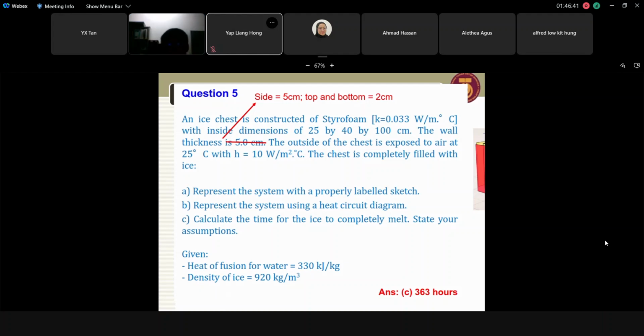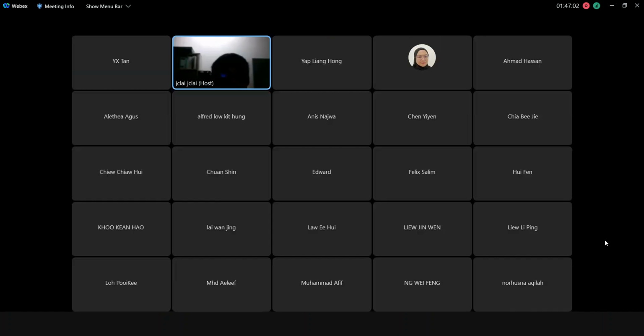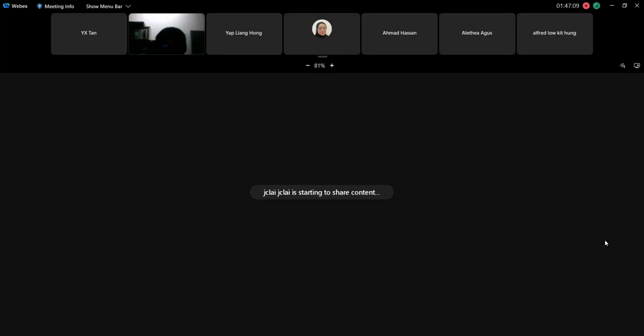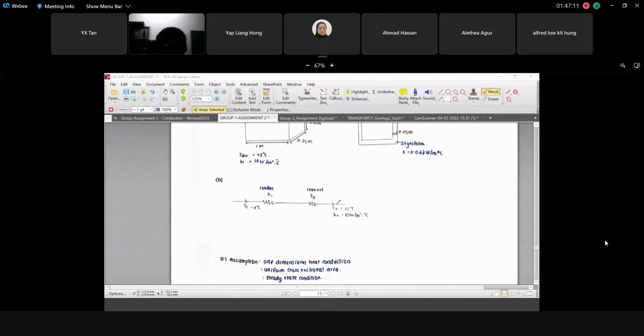Okay, let's take this example. This is question number 5 in your assignment 2. I see different versions of circuit diagrams. Let me show you the different versions of the circuit diagram. Can you see what I'm sharing now?